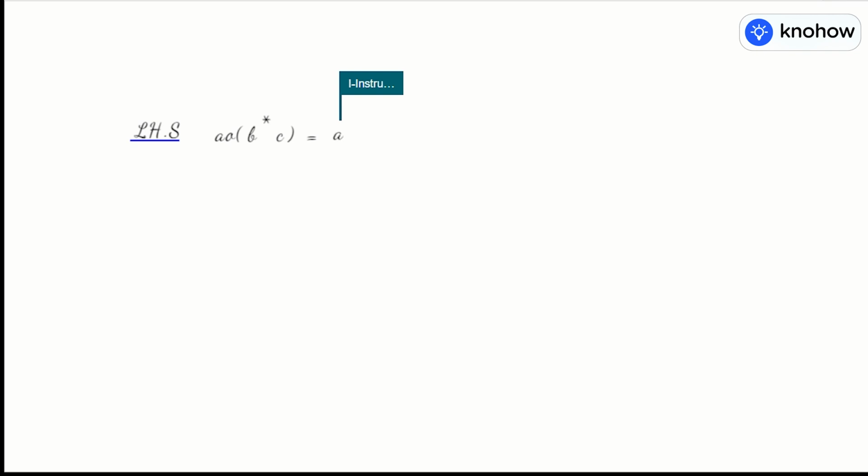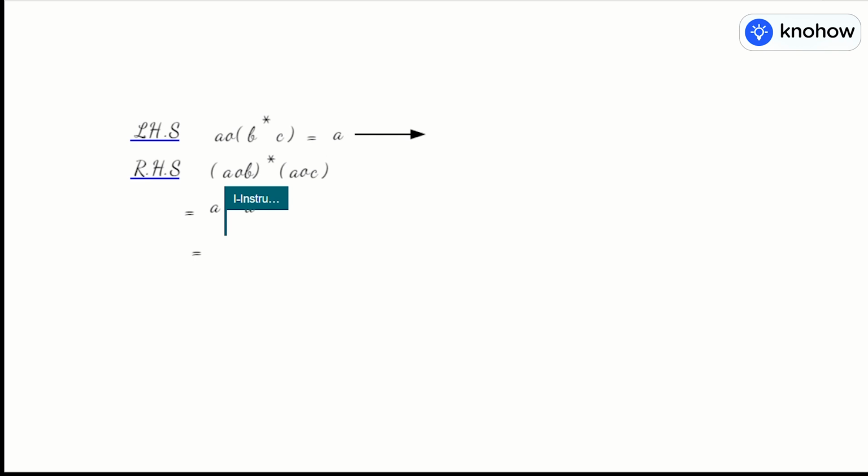And now you take the right hand side. On the right hand side you have (AOB) star (AOC). So what is AOB? The first element of AOB is A. What is the first element of AOC? It is A again. And what is now A star A? What is A star B? Modulus of A minus B. So here A star A will be modulus of A minus A, that is clearly 0.